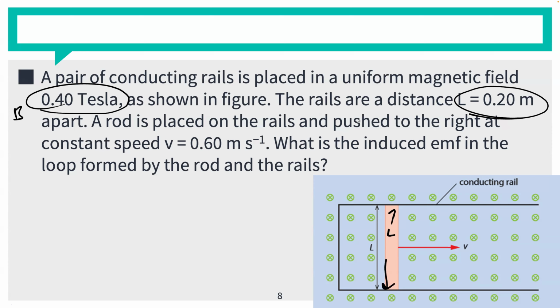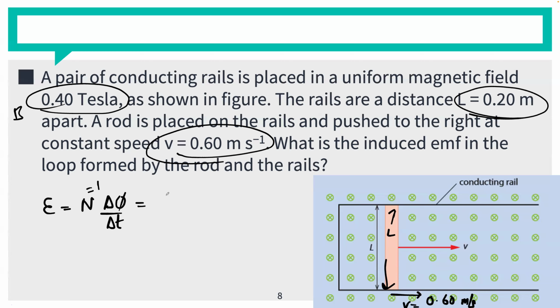A rod is placed on the rails and pushed to the right at a constant speed of 0.60 meters per second. So rail is taken with the speed of 0.60 meters per second. What is the induced EMF in the loop formed by the rod and the rails? So again, I'm going to write the basic formula. EMF is equals to N delta phi by delta T. So it is just one loop, so N is 1. Carry forwarded with what is phi?